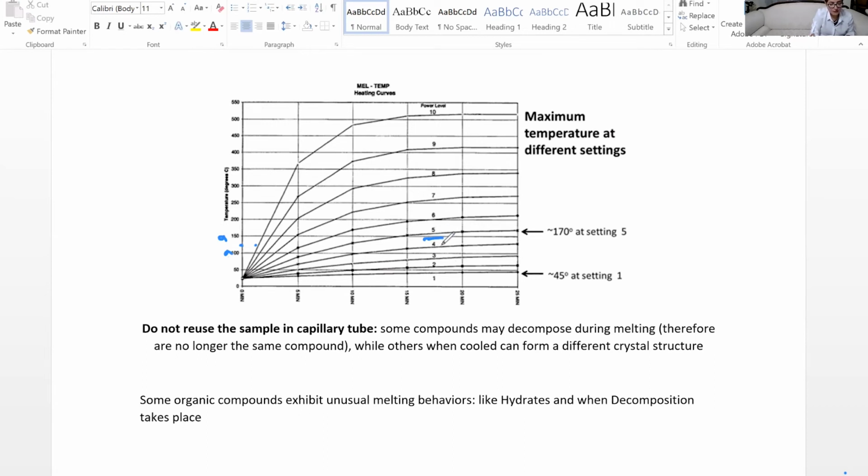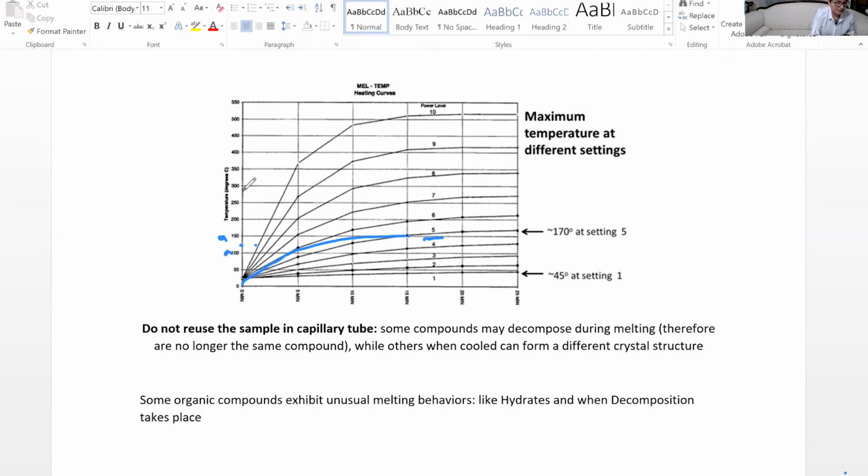If it's set between 4 and 5, it's going to heat up fast, but by the time it gets close to the melting point of the sample, it would reach a plateau. That means it's going to melt slowly, about 2 degrees per minute, and that is going to be slow heating for the most accurate recording of the melting temperature. The good thing is this chart comes with the machine that we are using, at least in my lab. So I use this chart.